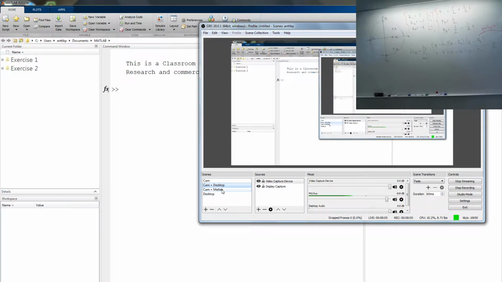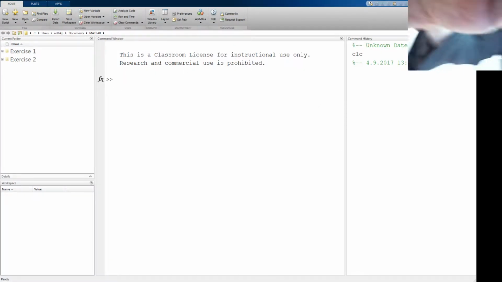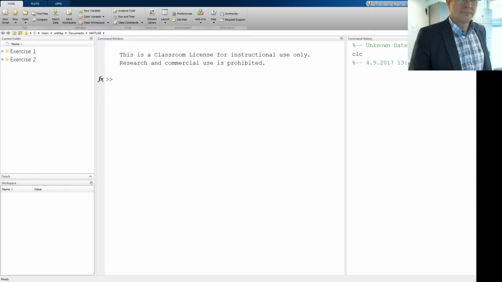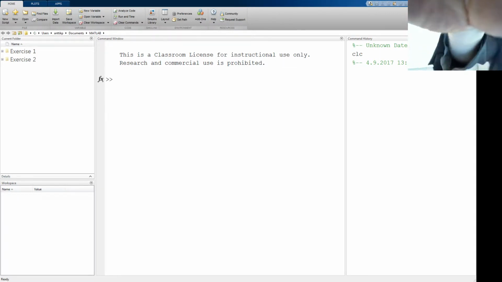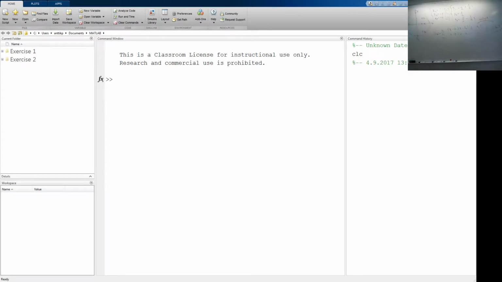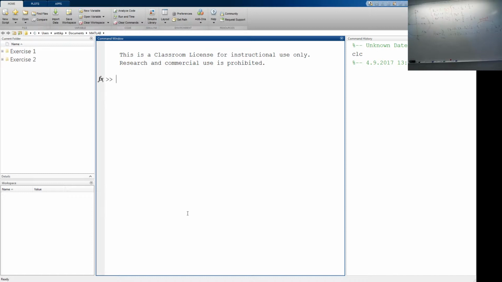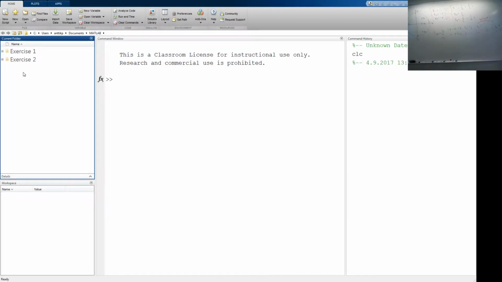Excellent. Now I have the MATLAB. Or, well, move that a bit like that. Ooh, that almost shows up. Excellent. So, now we are on exercise 3.